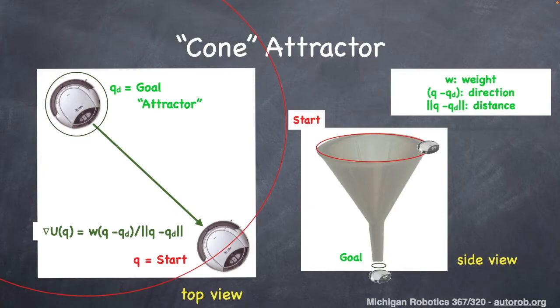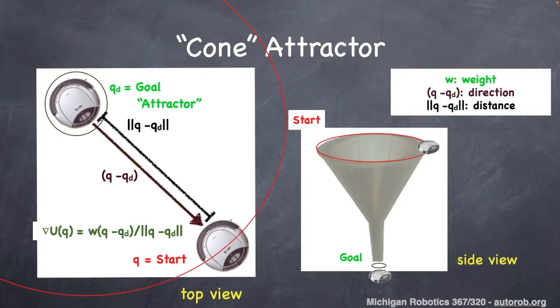So the first thing we can do to calculate the gradient is to find the direction that points from the goal location towards the robot's current configuration given by Q. The reasoning behind this is that the direction that points from the goal to the robot configuration is going to correspond with the gradient direction that ascends away from the goal, right? So given that, though, if we want our cone attractor to have essentially constant magnitude of gradient everywhere, we need to normalize that direction.